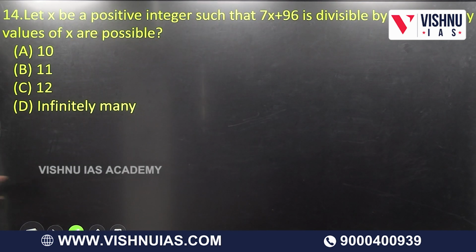And read the problem carefully. Let x be a positive integer such that 7x plus 96 is divisible by x, which means that it is completely divisible by x. Then how many values of x are possible? 12. Try to understand the problem clearly.